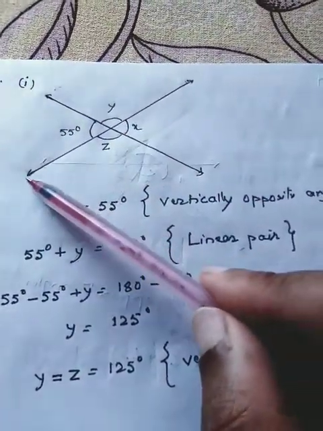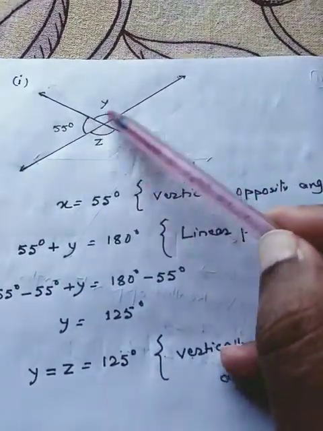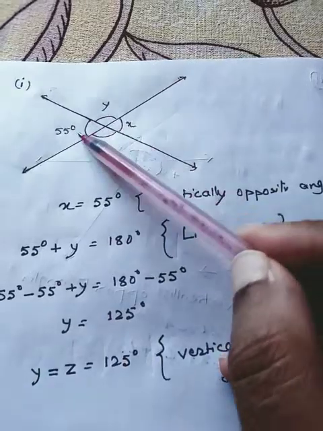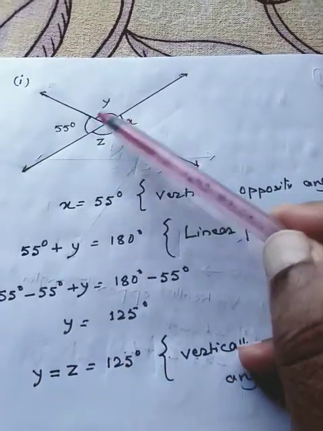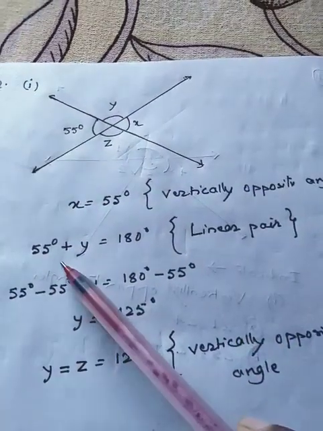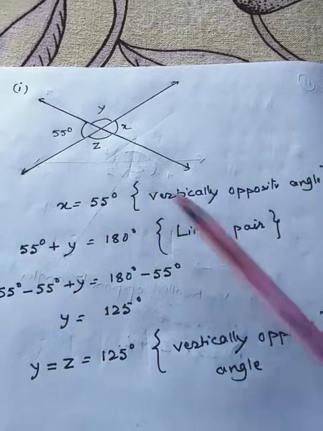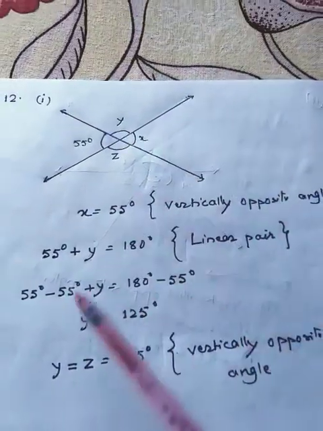Now if you carefully observe, this is a straight line. So these two angles are what? Linear pair. Fine. And what is the linear pair? The sum of these two angles is equal to 180 degree. Okay. So 55 degree plus y is equal to 180 degree. Why? Because they are a linear pair. They are on the straight line. Now we have to solve this.